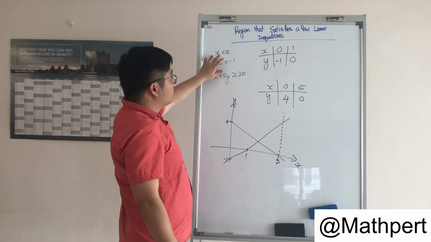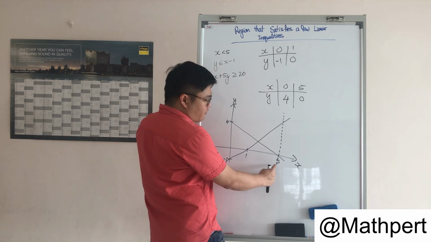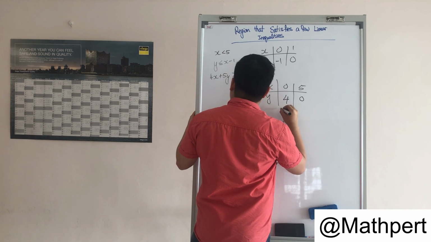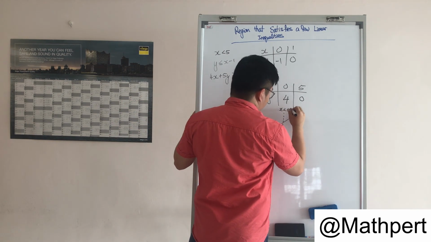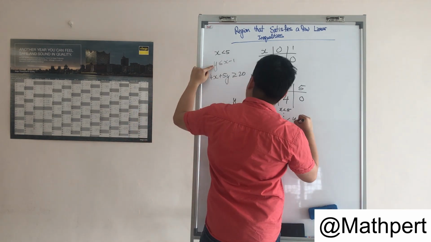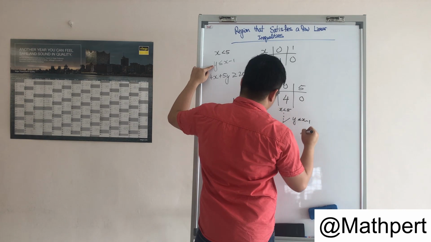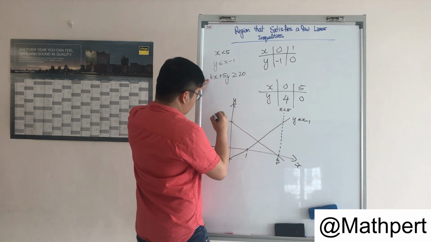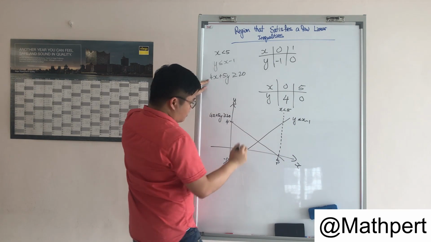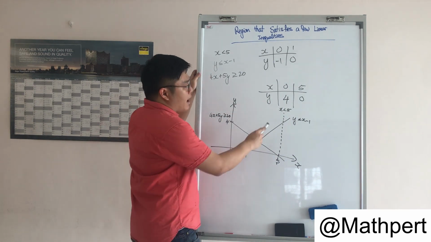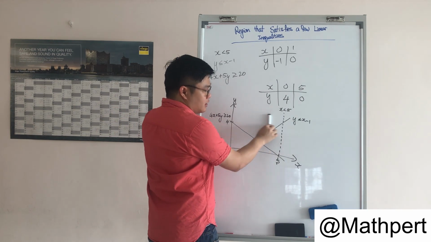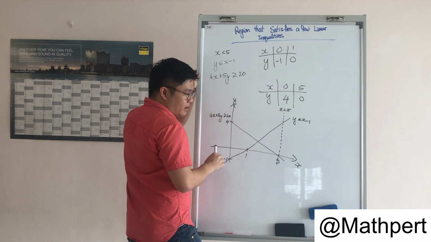Let's name all the lines first. X smaller than 5 is this line. This is y smaller than or equal to x minus 1. Here is 4x plus 5y greater than or equal to 20. So first one, x is smaller than 5. This dotted line, smaller than 5, is this area, everything on the left hand side.